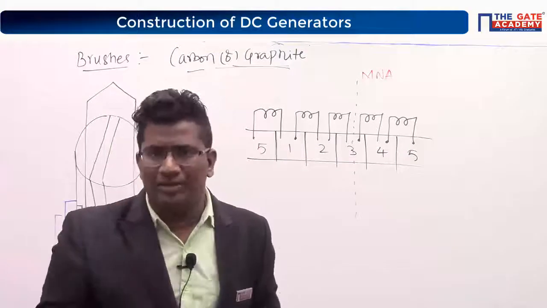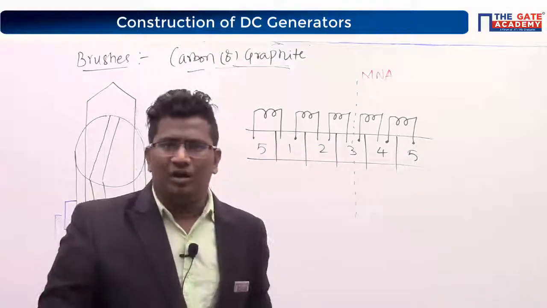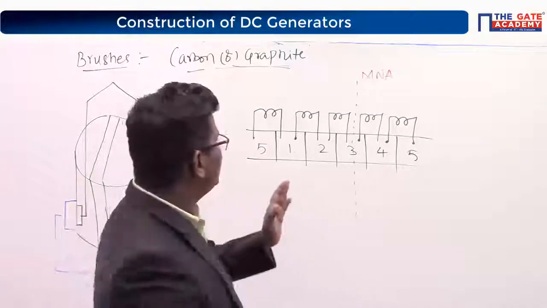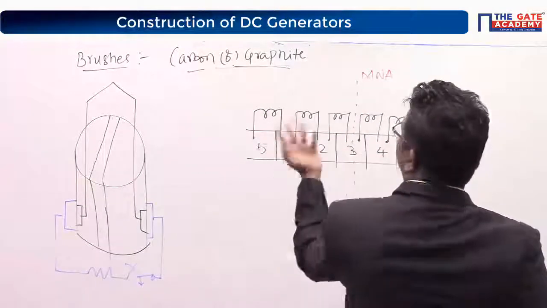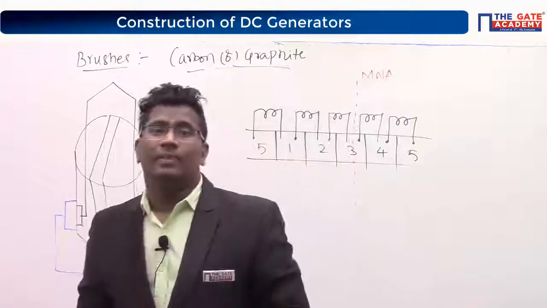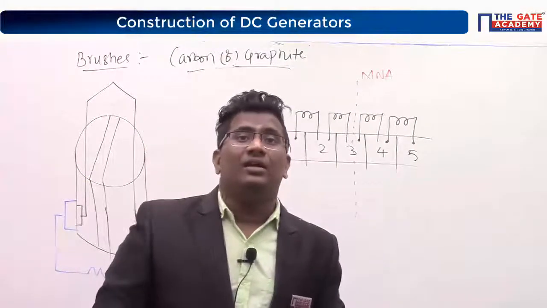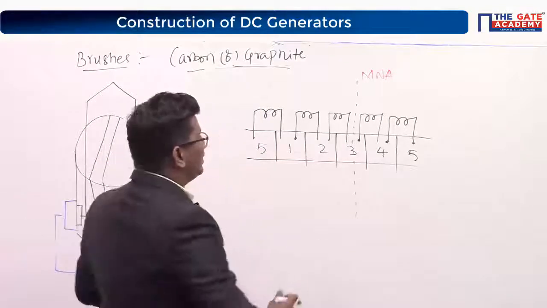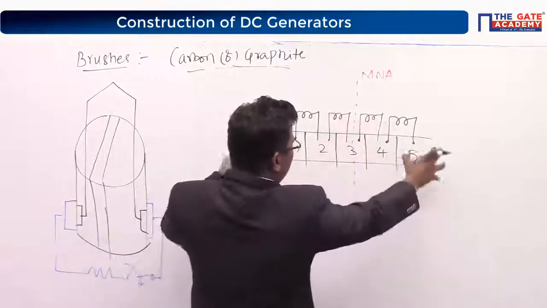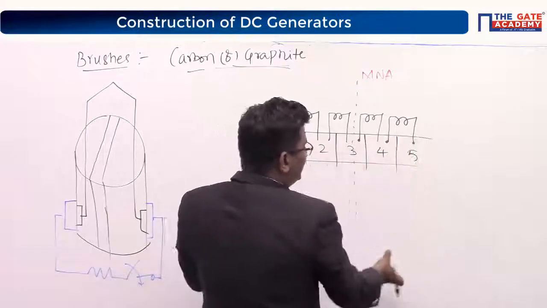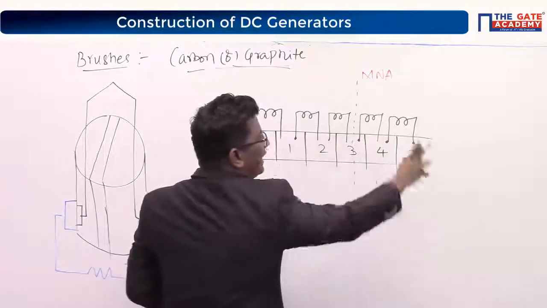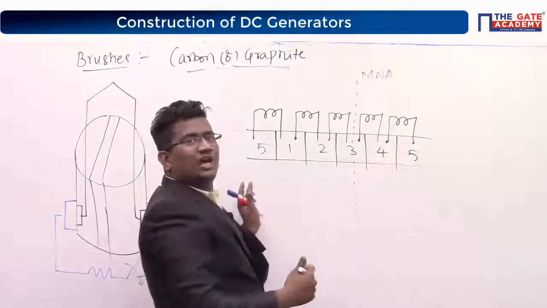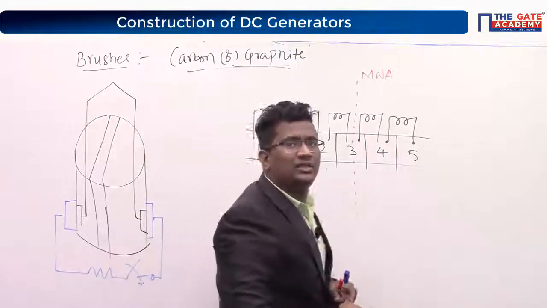Left side of the MNA axis, which pole will you have? Let us assume a 2-pole machine, or a 4-pole machine, or a 6-pole machine. Any machine you take, the left side of MNA, which pole? North pole, right? If you make it in a circular shape, the conductor is rotating, so this is left, that is right. Left side is north pole, right side is south pole.